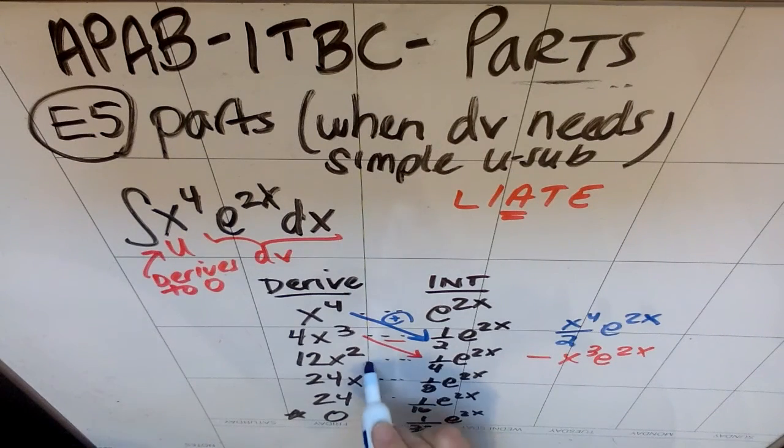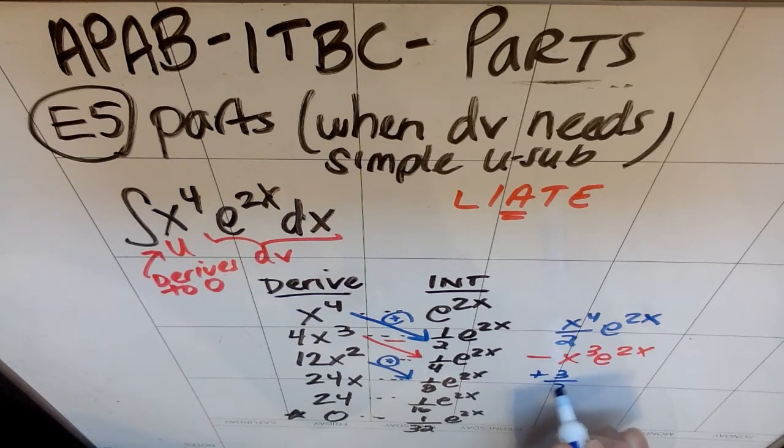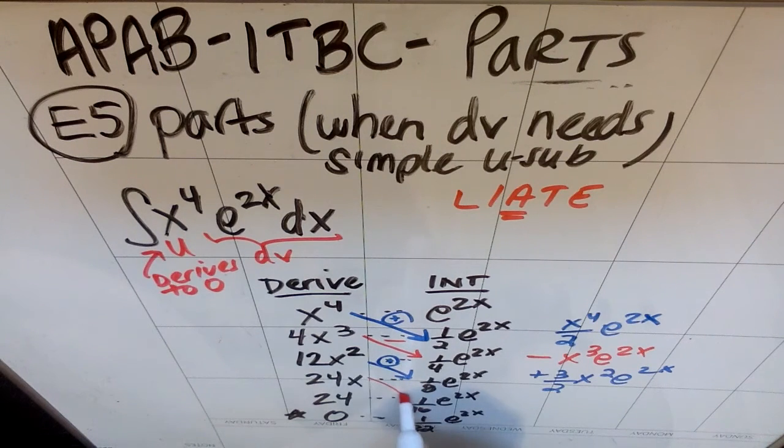Then from the 12x squared down to the 1/8, I'm going to get a positive, right? So 12 over 8 should be 3 over 2, right? So I get plus 3 over 2 x squared e to the 2x, right? Then from the 24x down to the 1/16, 24 over 16, I'm going to be able to cancel 8s, so I get another 3 over 2, but this one's going to be a minus because we're alternating signs, so minus a 3/2 x e to the 2x, right?